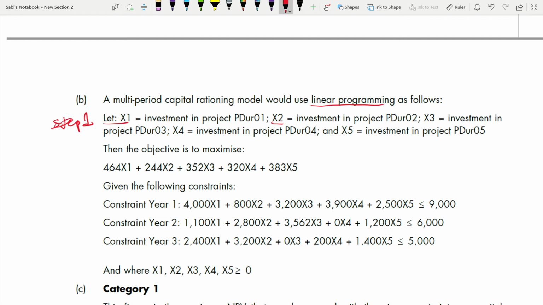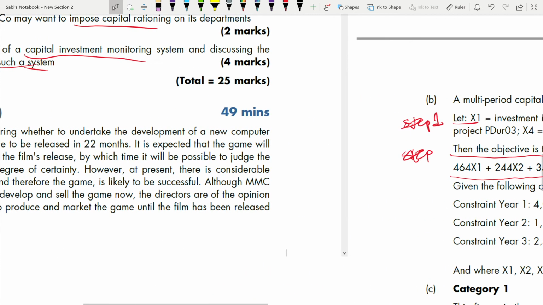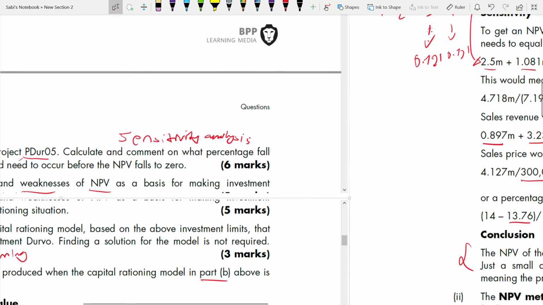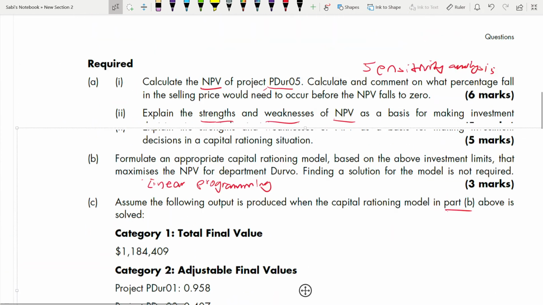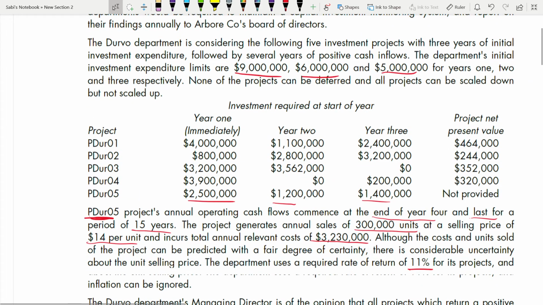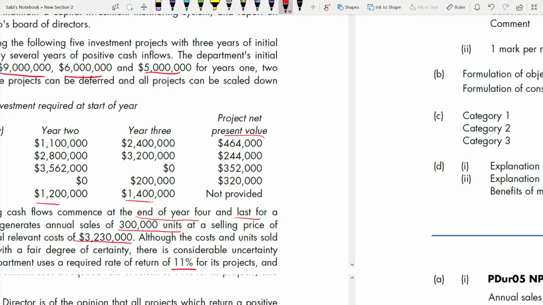Then comes step 2. What is the objective? The objective is always to maximize the net present value. Clearly they have told what the objective is: to maximize the net present value. How are they getting this equation? Go and check the net present value table. All these figures you have to take, and they are not provided; you have just now found the net present value. That net present value you have to use there.